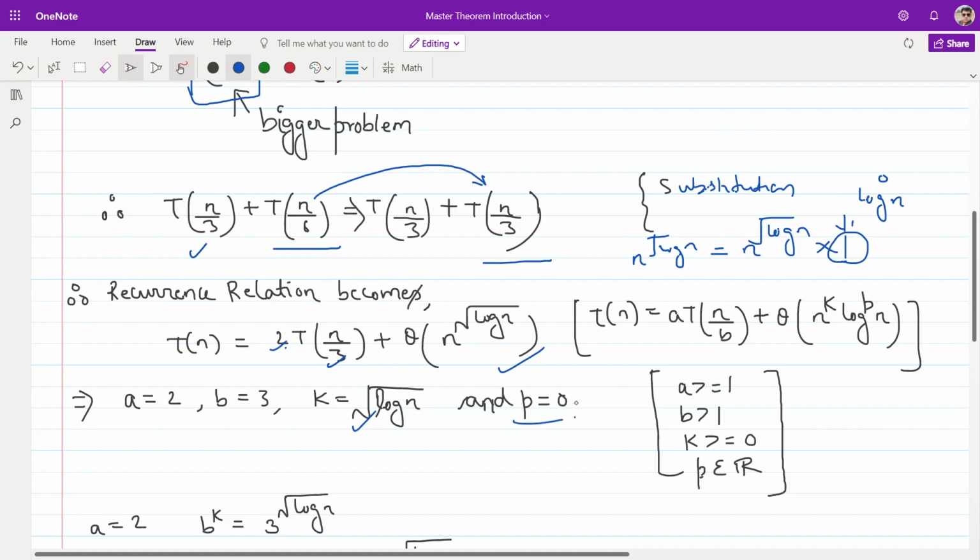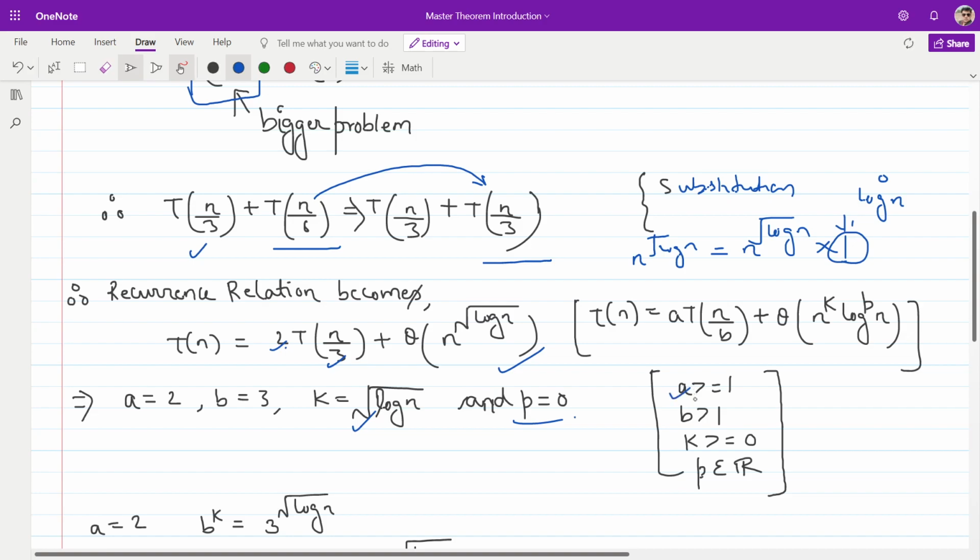With this, we come to the end of step 2, where we have found the values for the coefficients a, b, k and p. Now we have to find out if these values conform to the different constraints. The constraint says that the value of a should be greater than or equal to 1.